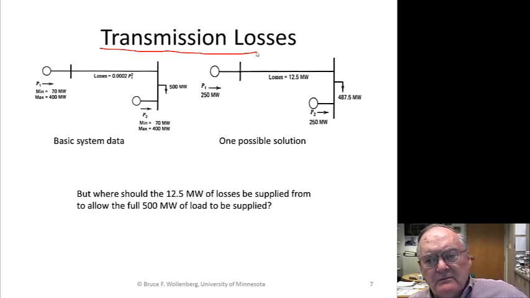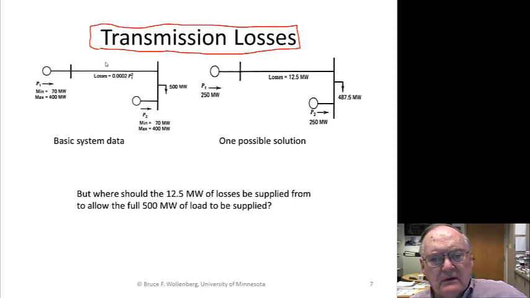Transmission losses. We said way back in the intro that one of the things we have to worry about is the fact that there's transmission losses in a power system. Here's a simple power system in which this generator is hooked to the same bus as the load. The load is 500 megawatts. And these are identical generators, and we said that the losses on this line are 0.0002 times P1. Whatever value of P1 is coming in, we lose this much. And so how do we get a solution? Suppose I say, well, okay, 250 megawatts each.